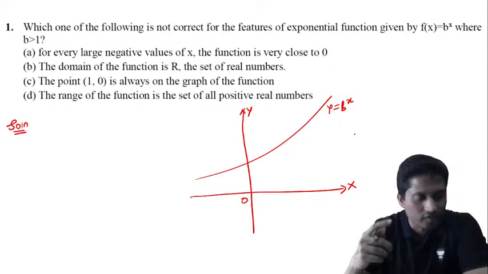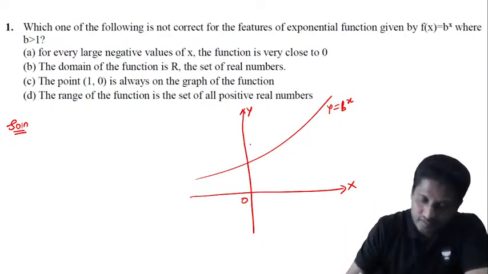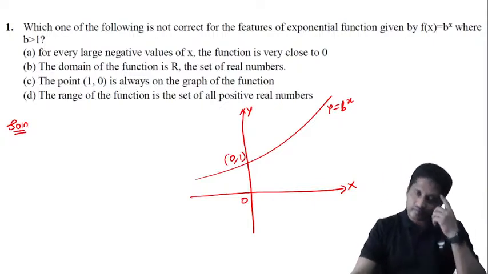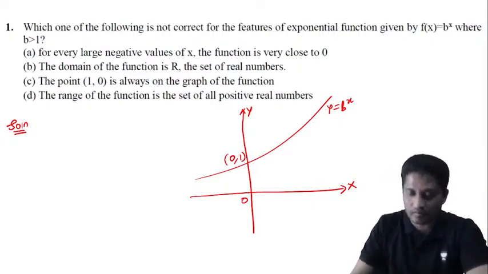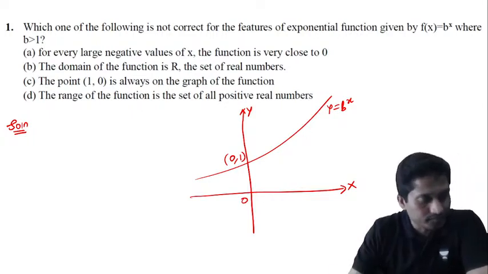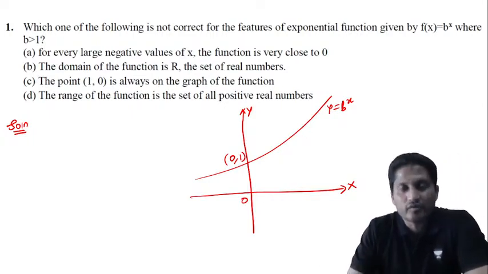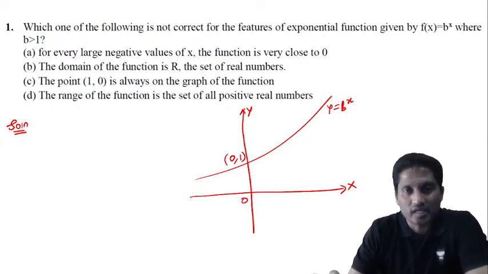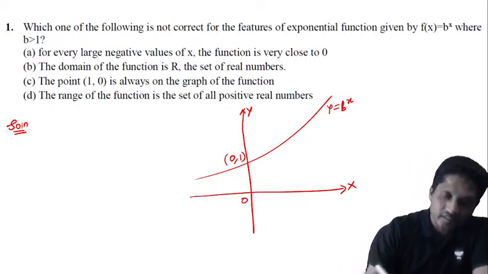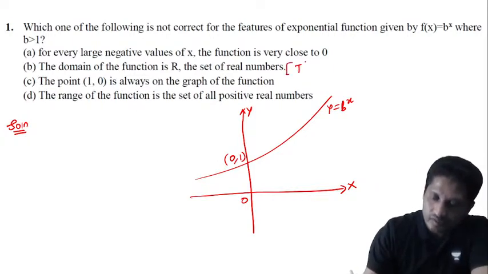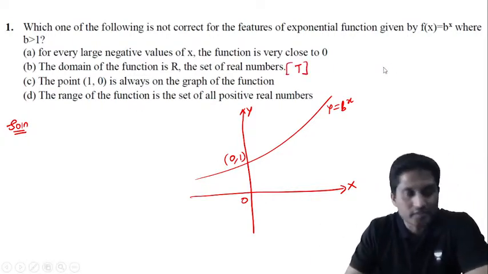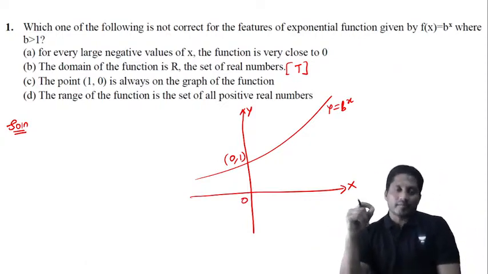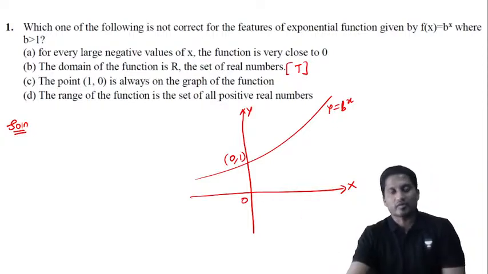Let's say if I take y equal to b power x, obviously it will cut at 0 comma 1. When I put x is equal to 0, you get y equal to 1, so the point is obviously 0 comma 1. Option number 1: for every large negative value of x, the function is very close to 0. The domain of the function is R, the set of real numbers. Obviously this is correct, this is true. When you take y equal to b power x, the domain of the exponential function is any real number.